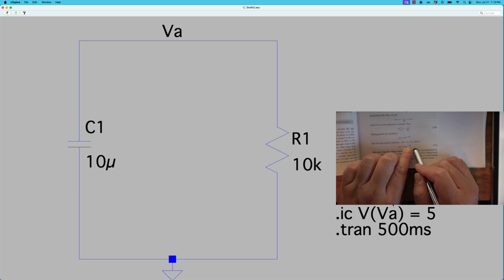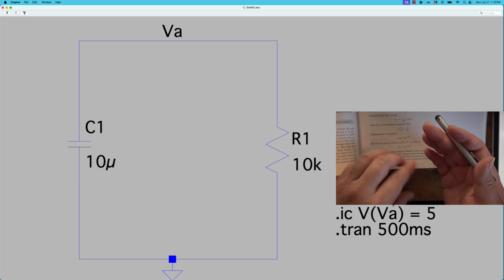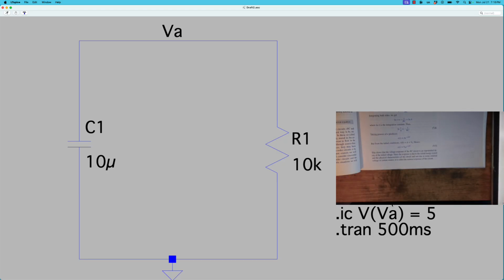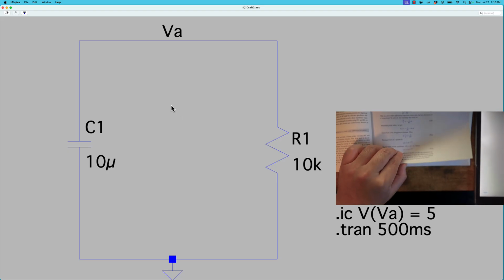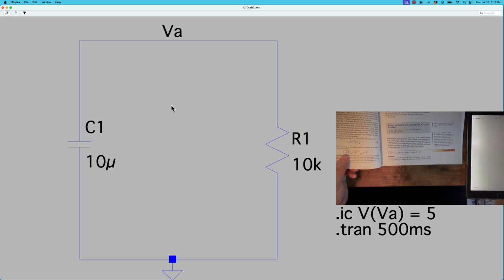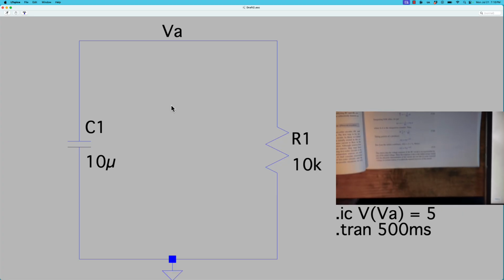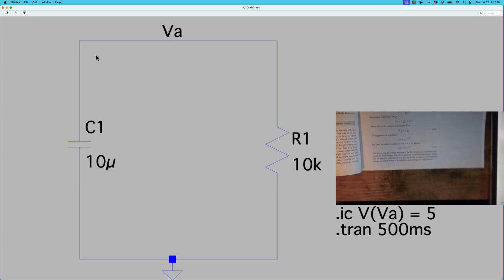e is a natural number, 2.71, etc. It's just the nature of how this circuit discharges. So, don't let the fancy formulas scare you. It is a little bit daunting. It can look kind of scary at first, but it's just a formula. And as we say in the courses with some of my old classmates, plug and chug.